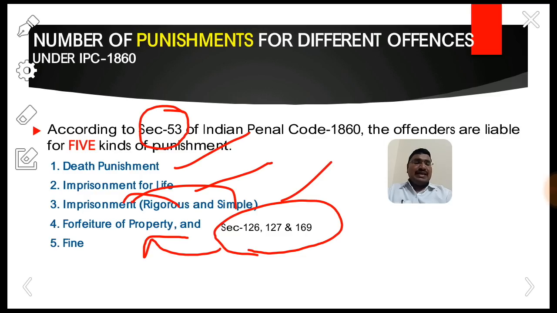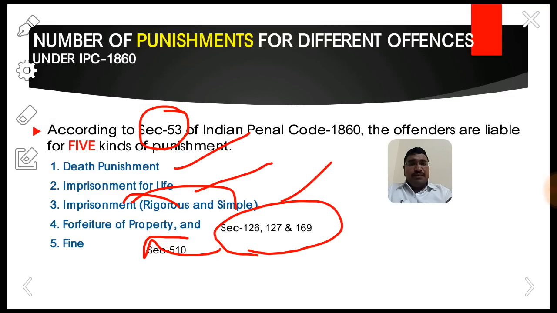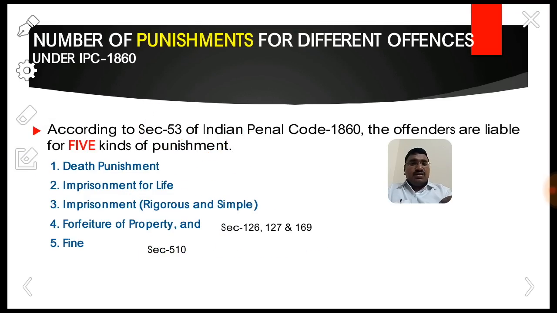The court may order forfeiture of the property. It takes away the entire property of the offender. Then the fine: the court may impose a fine. The court may take only the money from the offender.